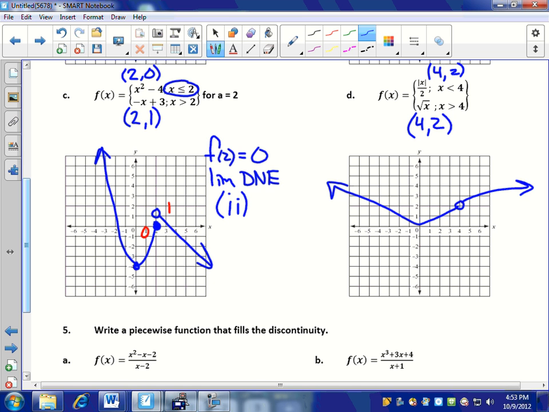So the question is, that is discontinuous, but why? Well, it fails requirement number 1. F of 4 does not exist. So it fails requirement 1.